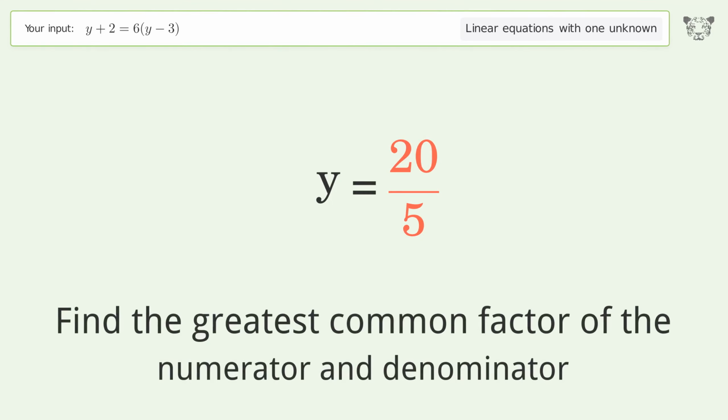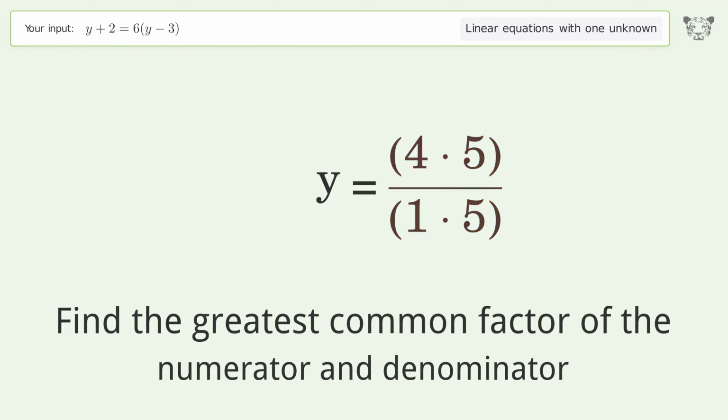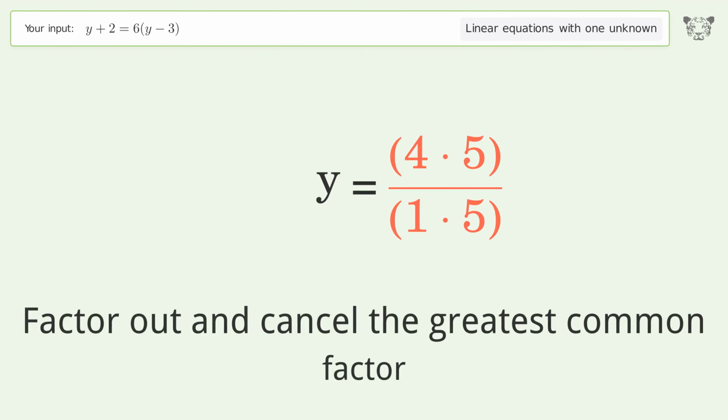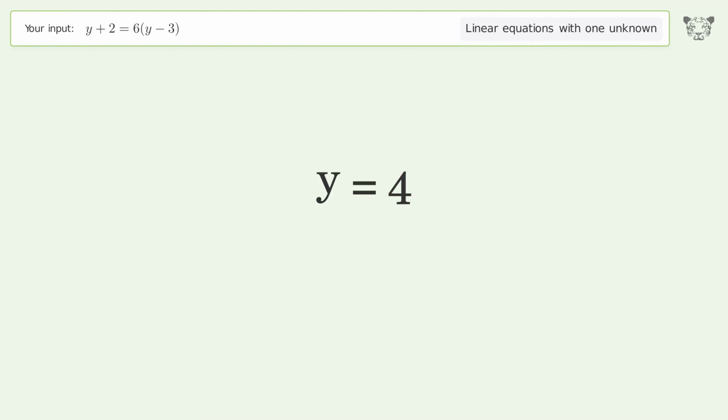Find the greatest common factor of the numerator and denominator. Factor out and cancel the greatest common factor. And so the final result is y=4.